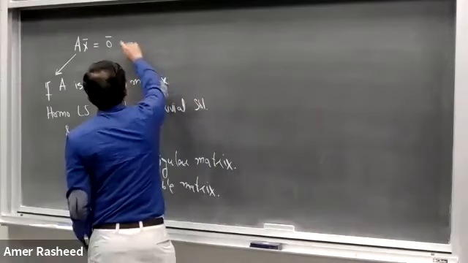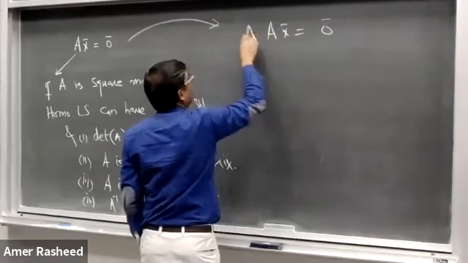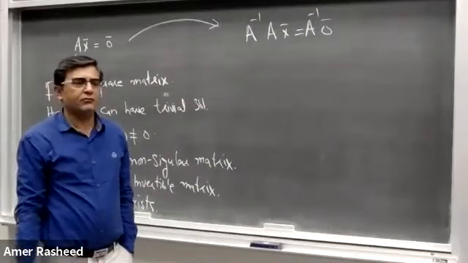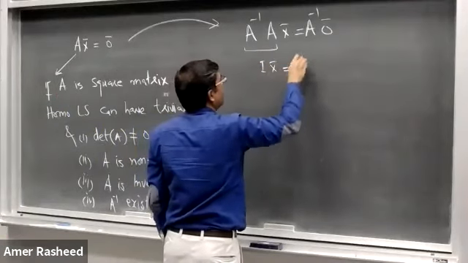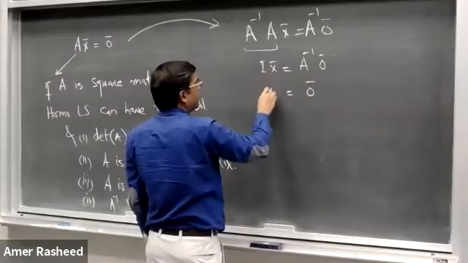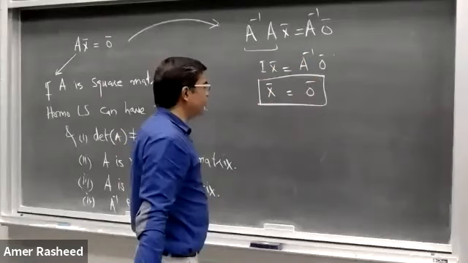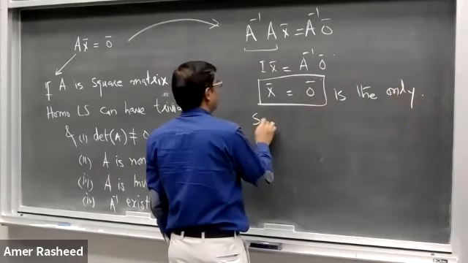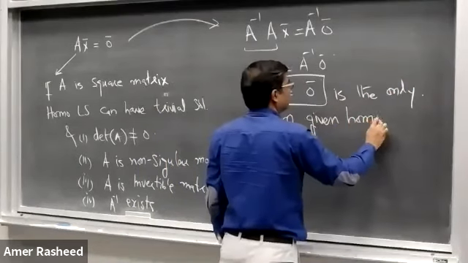So if the matrix is invertible, then for A times X is equal to 0, you can multiply by A inverse on both sides from the left. Then A inverse times A becomes the identity matrix times X. A inverse times 0 is obviously a zero vector, and I times X is again X. So this is the only solution of the given homogeneous linear system.